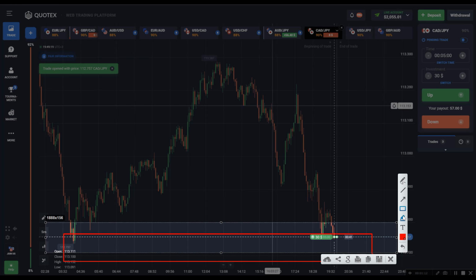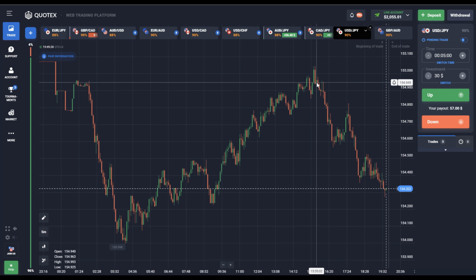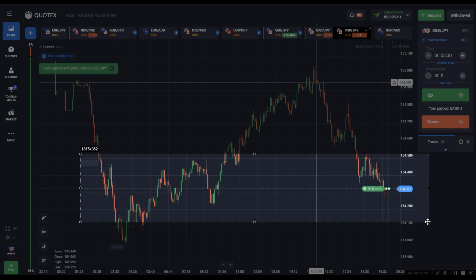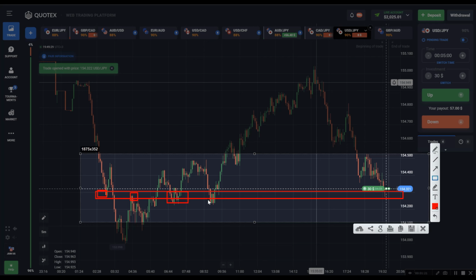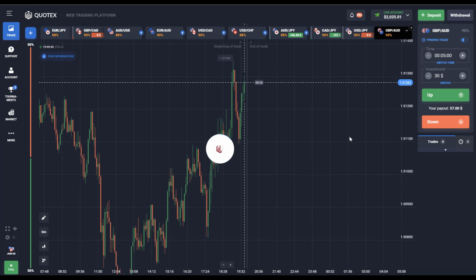We also have a local minimum here. Dollar, Japanese yen, I'll also open an upward trade. The price is in a support zone. The zone is clearly visible, and price reversals are often seen from roughly the same price area. And I'm opening an upward trade here.